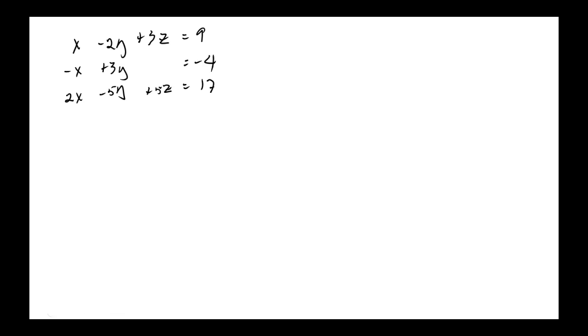All right. First thing we do is write this as an augmented matrix. So you tell me what it's going to look like. 1, negative 2, 3, 9. Perfect. Okay, second row. Negative 1, 3, 0, negative 4. Perfect. Third row. 2, negative 5, 5, 17. All right.